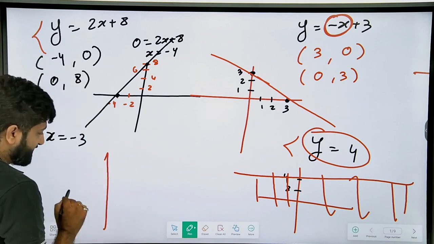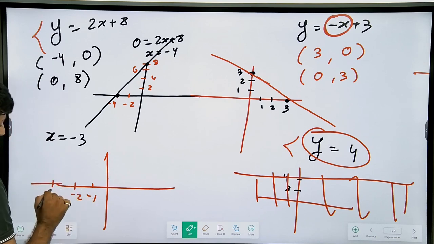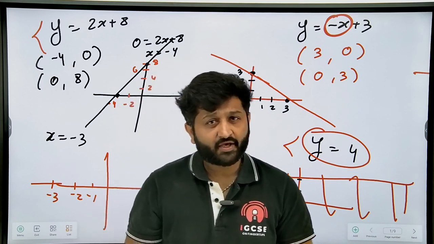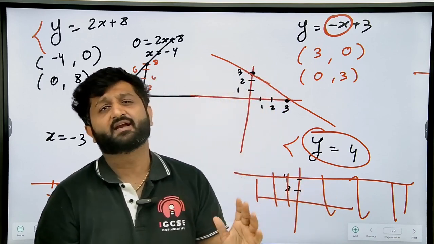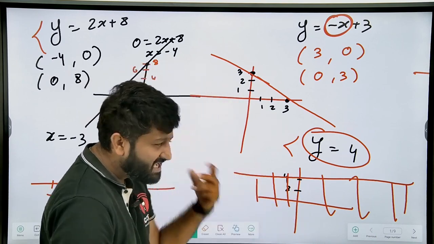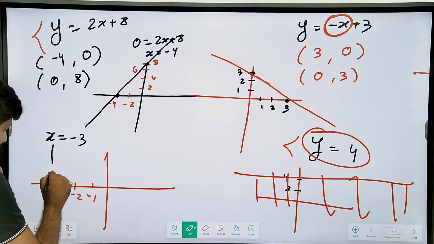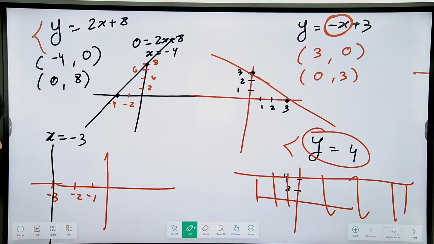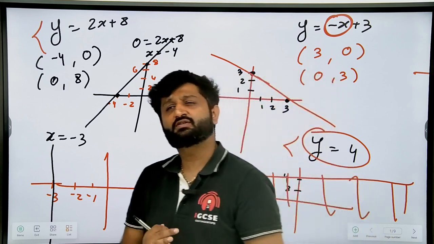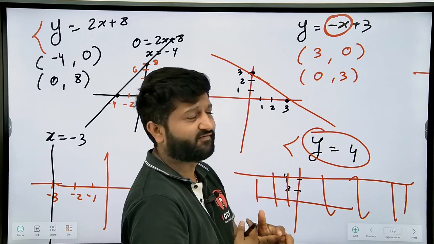In the same way, if they say x equals -3, then it means that for any value of y, your x is always going to be -3, even if y is 1, 2, 3, 4, 5, be it for any value of y, your x is always going to be -3. So this is how the graph is going to look, right? So this is how you plot straight line graphs, right? This was the first type of graph which they ask, but this is not asked that frequently.